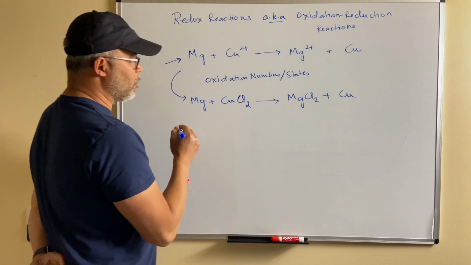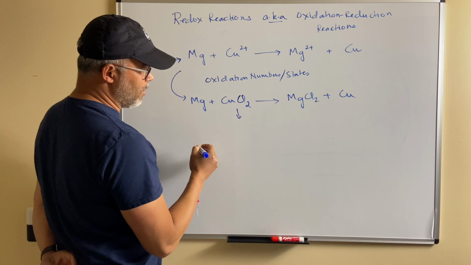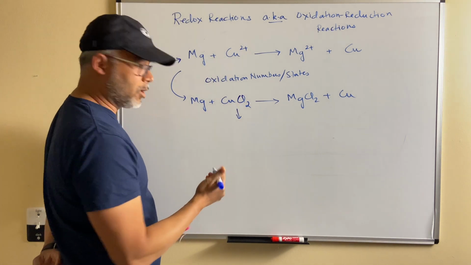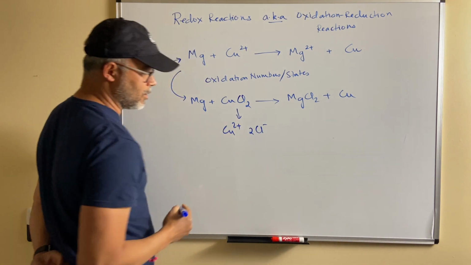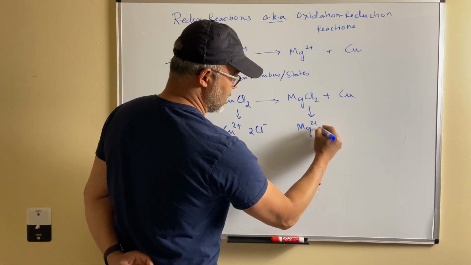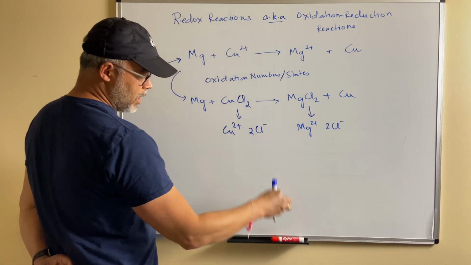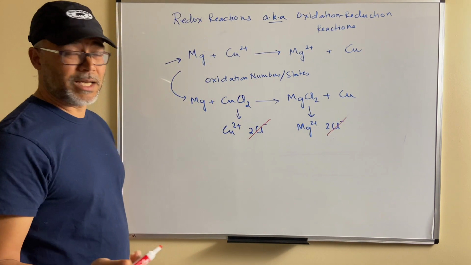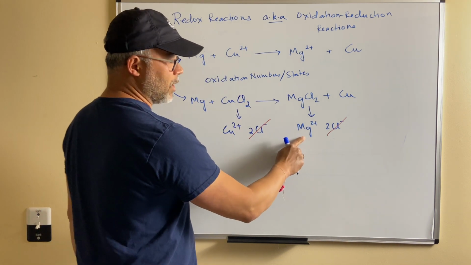Okay, so for oxidation numbers or states, if we are given an ionic compound, we have to take the ionic compound and write out the constituent ions. So this would have Cu2 plus and then 2 Cl minus. Those would be the constituent ions. And out here, this would be Mg2 plus and 2 Cl minus. As you can see, because we have 2 Cl minus on both sides, they were basically our spectator ions. We just eliminate them, and therefore we only look at the Cu2 plus and Mg2 plus.